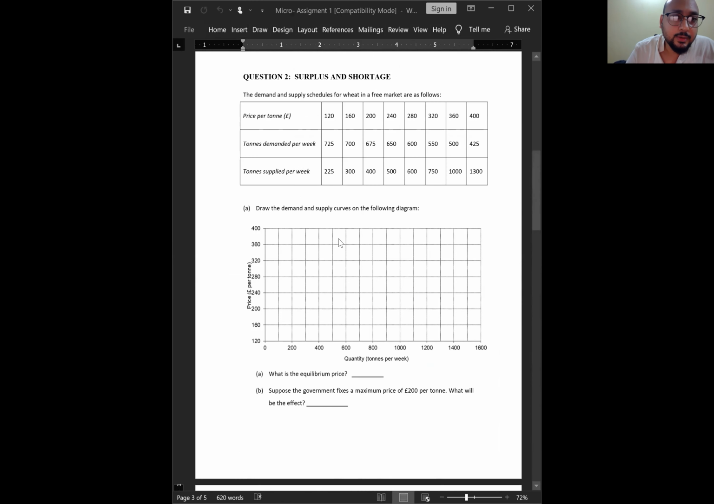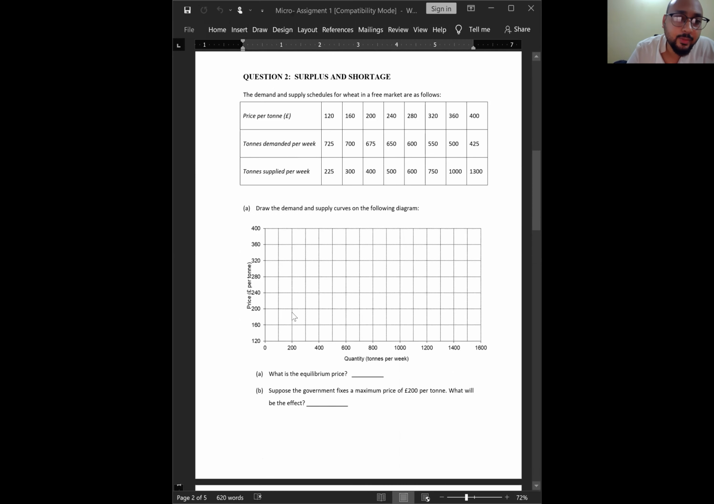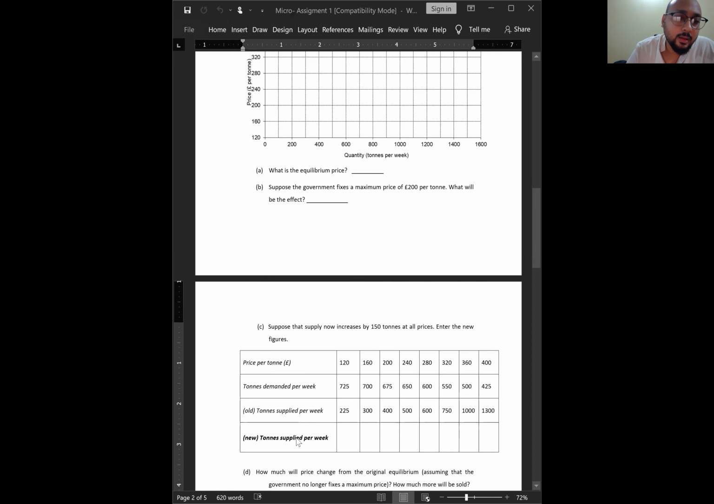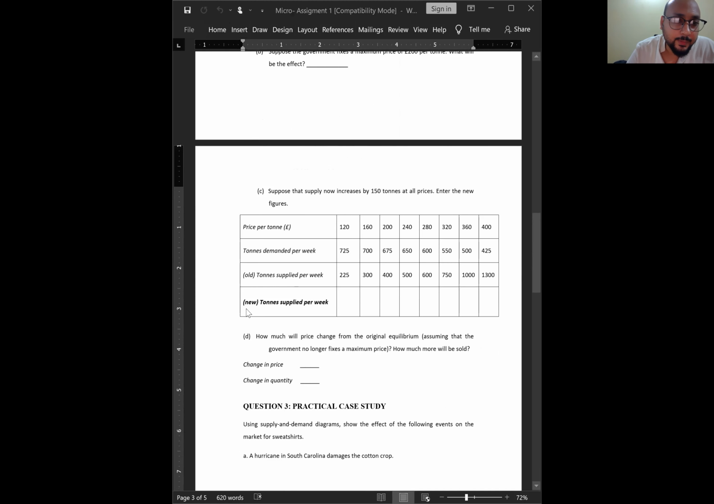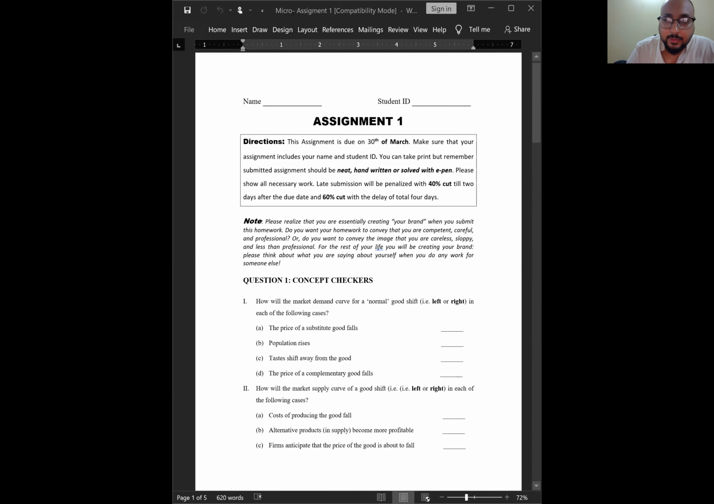How about question number 2? So in question number 2, we have a demand and supply schedule. All you need to do is draw a demand and supply curve here. You need to find out the equilibrium price, what the effect is, and what happens if supply increases or decreases. You just put the values here and find out what's going on. New equilibrium price, changing price, and all those things. So I have pasted the solution. You can just compare over there. Number 1, I think I need to explain, and I hope so.